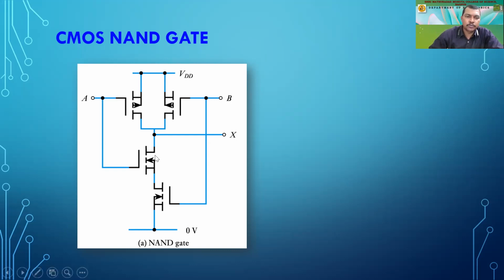The output is taken from this point X. This is the common terminal which comes out from both the sources of these two MOSFETs, right? So we are taking it there, and both the transistors are connected in series and they are being grounded over here.